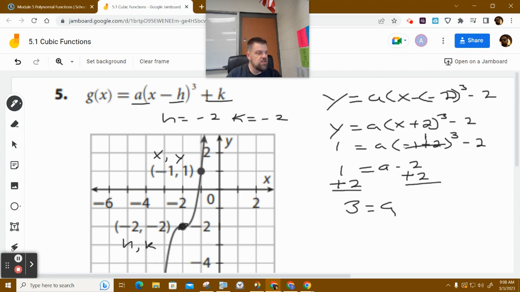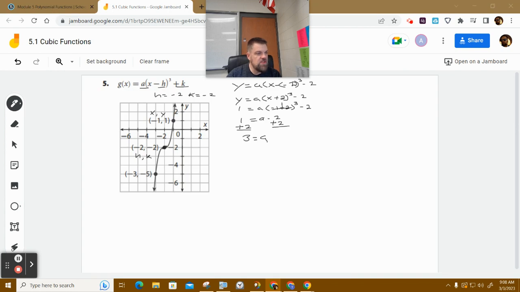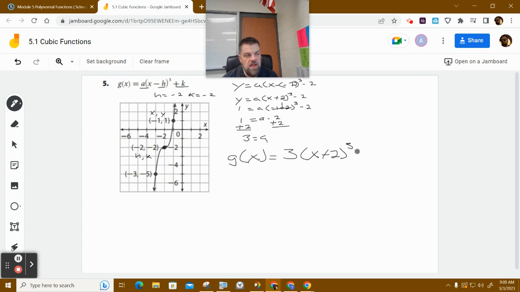This little thingy? Sure. I can zoom out a little bit too, I think. So I'm just double checking to make sure. Oh, I don't need the math textbook, although I do have the answer now. For number 5, yeah, I'm correct. So that is correct. So I say g of x is equal to 3 times the quantity x plus 2 cubed minus 2. So yeah, I did the math right.